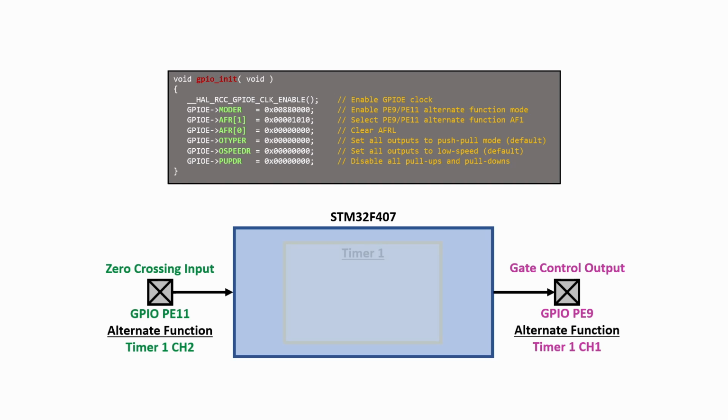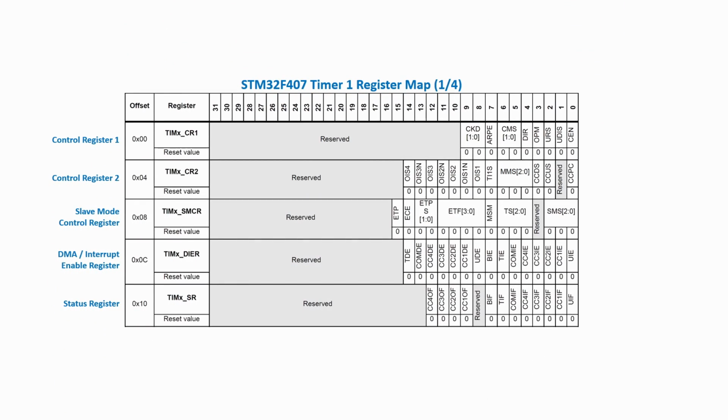However, up to now we have not configured the timer 1 peripheral at all. Guess what we'll do now? The first timer registers we need to initialize are the control register 1 and 2, which configure the basic timer operation like counting mode and direction. We use the slave mode control register to use an external trigger source, which is in our case the zero crossing signal that is connected to the timer input 2.